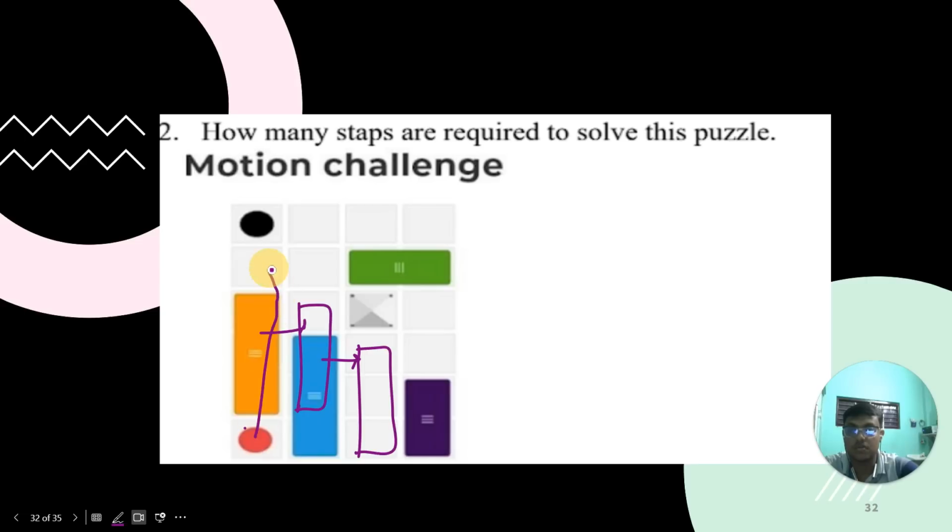So the ball would have a clear path to the goal. The number of steps required were 1, this to this, and this box to this, another 1, and then the ball moves to the destination 1. So the minimum number of steps were 3. Hope you all got it. Let's move on to the next question.